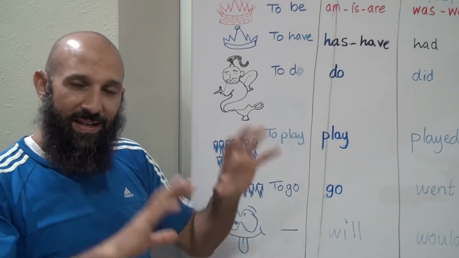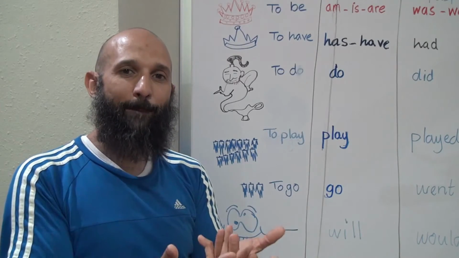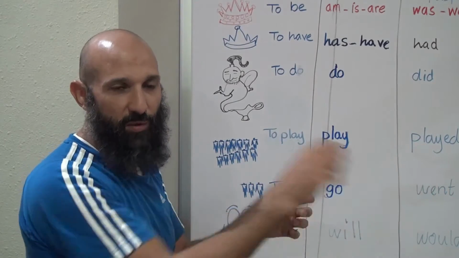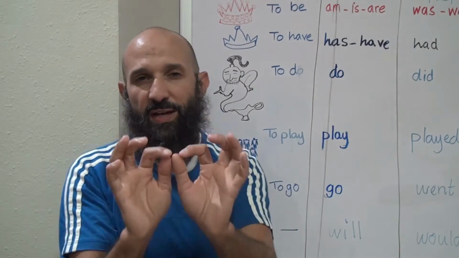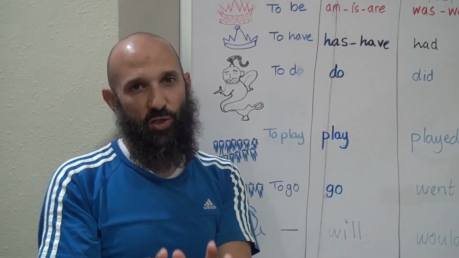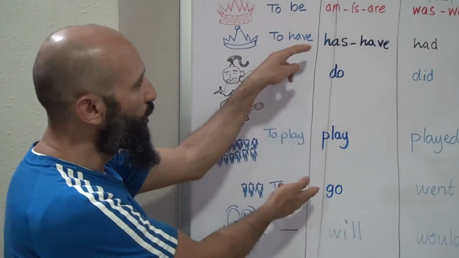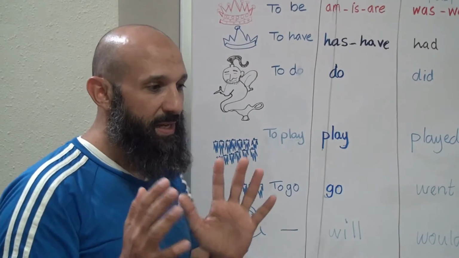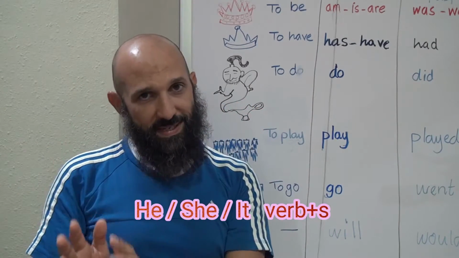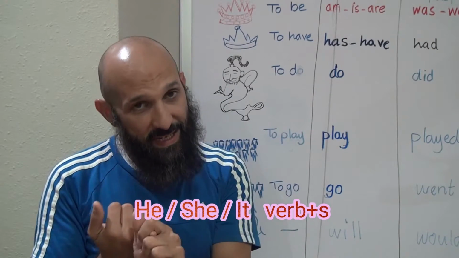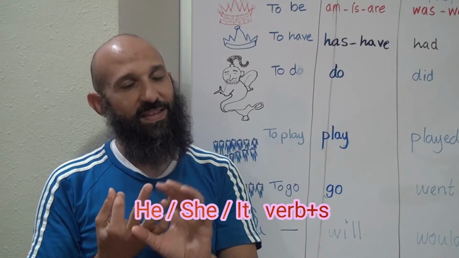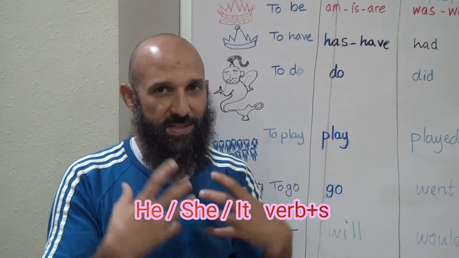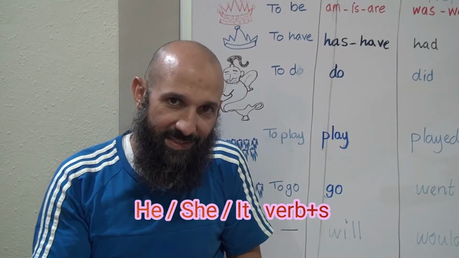It's like the yes no question, but it has the WH word before it. Now, here is a very, very important thing to learn about the poor verbs and how they make their questions. If the subject in the sentence is he, she, or it, then the verb in the positive sentence will have an S.